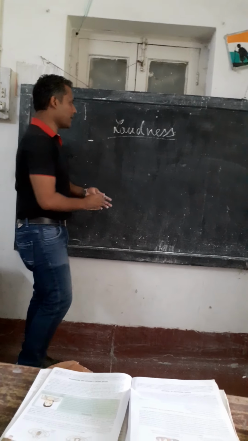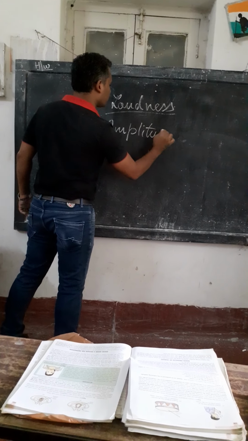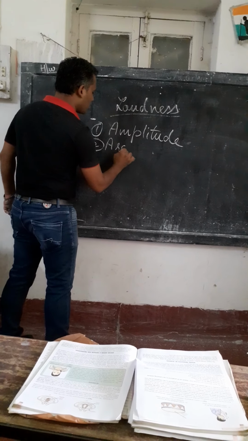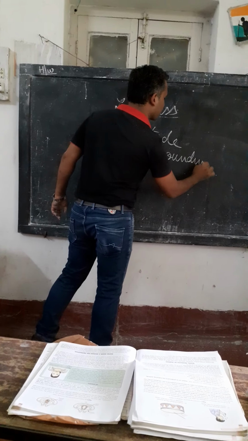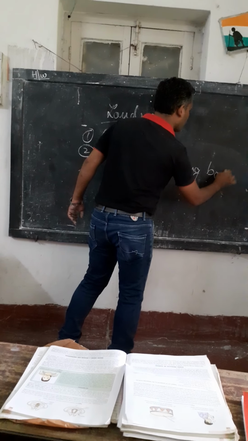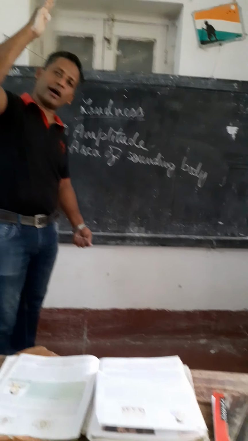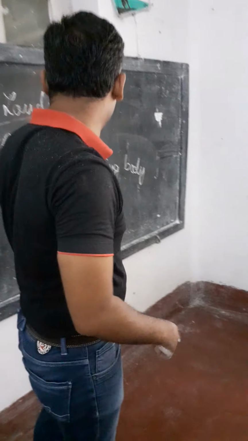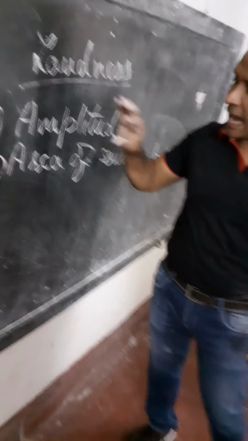What does loudness of sound depend upon? Loudness depends upon amplitude. Loudness depends upon one, amplitude, and two, area of sounding body. We have discussed what is amplitude. Amplitude is the maximum displacement of a vibrating body from the mean position. So now, higher the amplitude, higher will be the loudness. Lower the amplitude, lower will be the loudness. So loudness of sound depends upon amplitude.